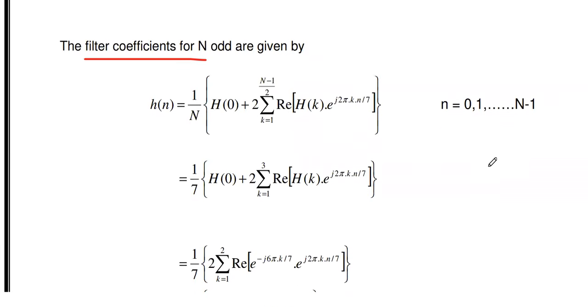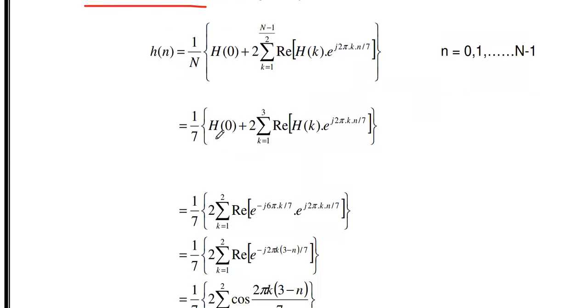For n from 0, 1 up to N minus 1. Here we have to substitute the N value. What is capital N? Capital N is 7. So (7 minus 1)/2 is 3. Then we have to substitute the h of 0 and expand this summation.